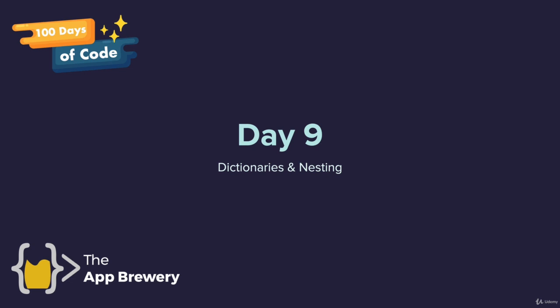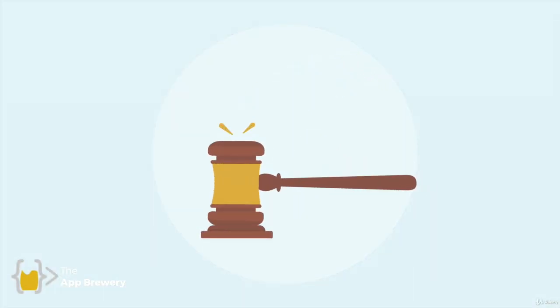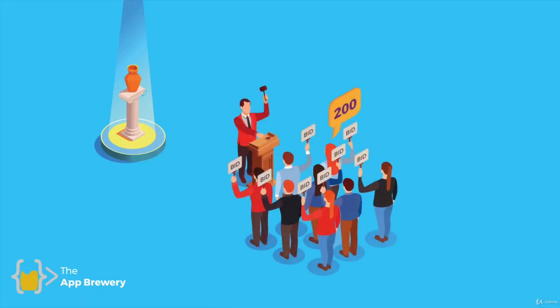And today we're going to be learning more about Python dictionaries and nesting. And by the end of today, you will have built a silent auction program. We all know that there are auctions where everybody bids and you can see everybody else's bid, and the auctioneer gets you to bid higher and higher values.